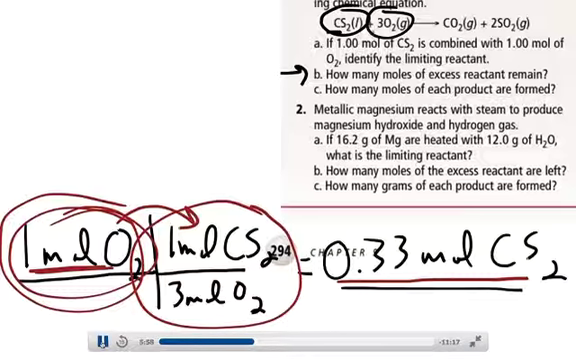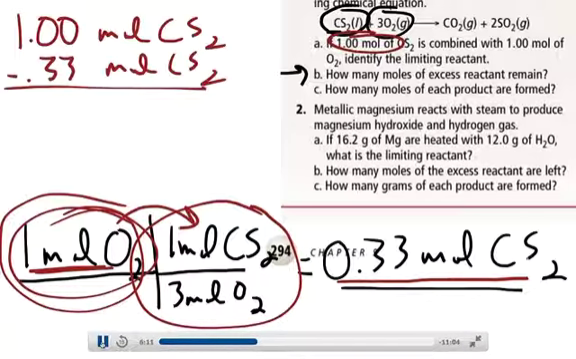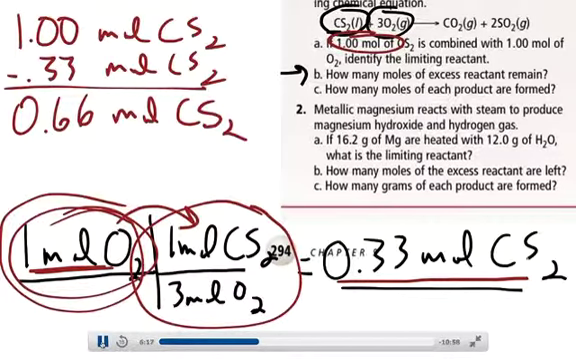So how much excess remains? Well, it says I'm starting with 1.00 moles of carbon disulfide, minus 0.33 moles of carbon disulfide. Well, the amount that's excess is the 0.66 moles of carbon disulfide.